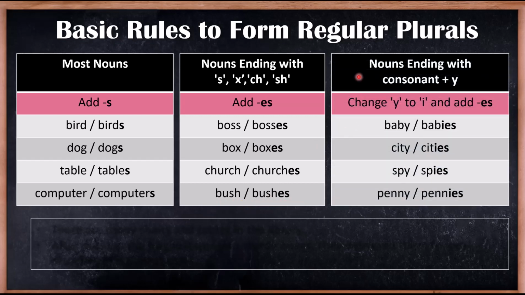And most nouns ending with a consonant plus Y, we change the Y to I and add ES. So baby becomes babies with IES and no Y. City becomes cities. Spy becomes spies. Penny becomes pennies. Here are some sentence examples.